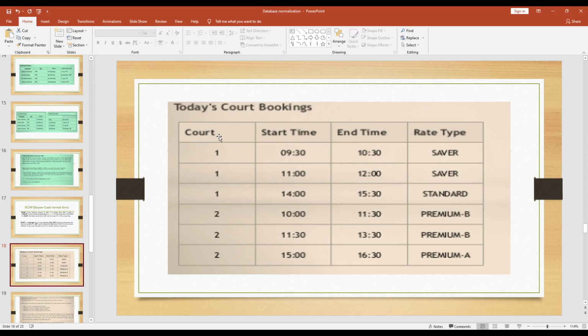End time: the first row is 10:30, the second row is 12, the third is 15:30, the fourth is 11:30, the fifth is 13:30, the sixth is 16:30. Rate type: the first and second rows are saver. The third row has standard. The fourth and sixth rows have premium. The fourth and fifth rows have premium B. The last row has premium A.